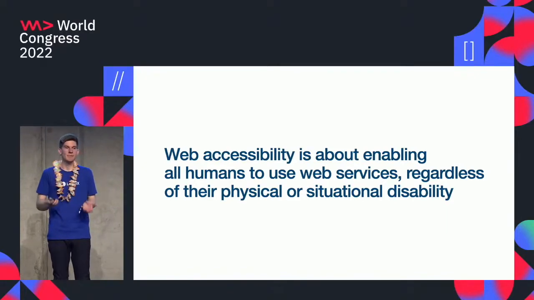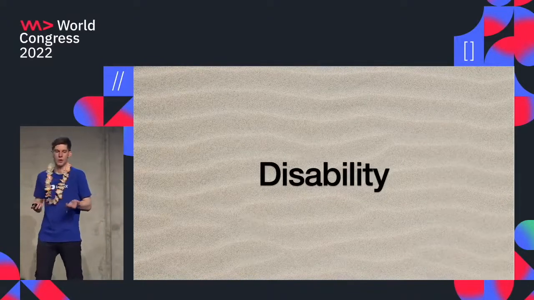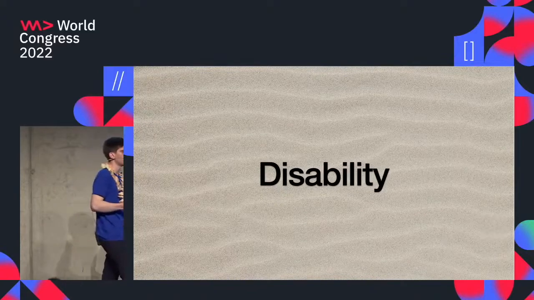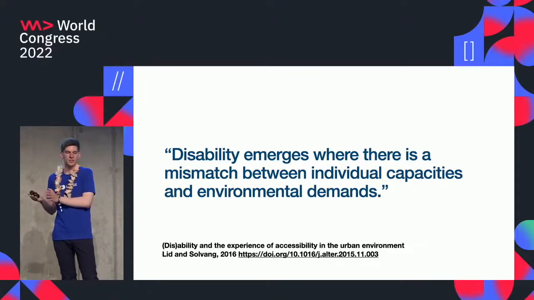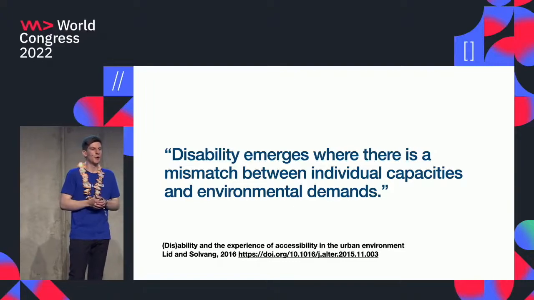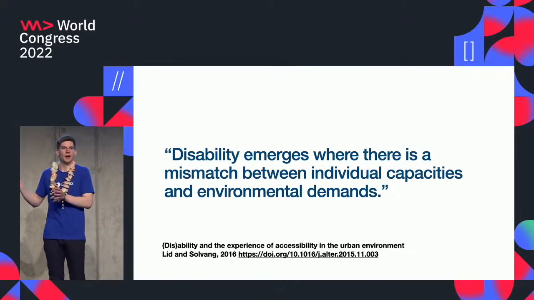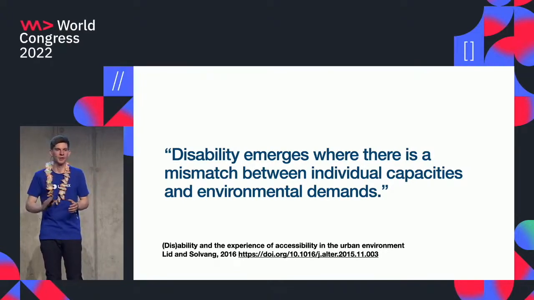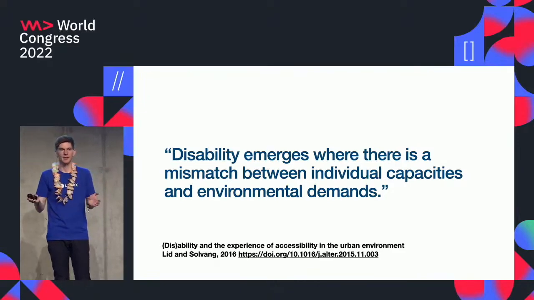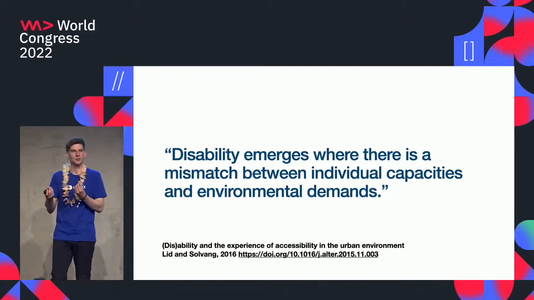What does disability mean? I have found a definition that I like quite a lot in a paper. Disability emerges where there is a mismatch between individual capacities and environmental demands. If we would all be deaf, we might not have stairs, because deaf people can communicate better while walking when they're walking on ramps, things like that. That's a nice way to think about it.